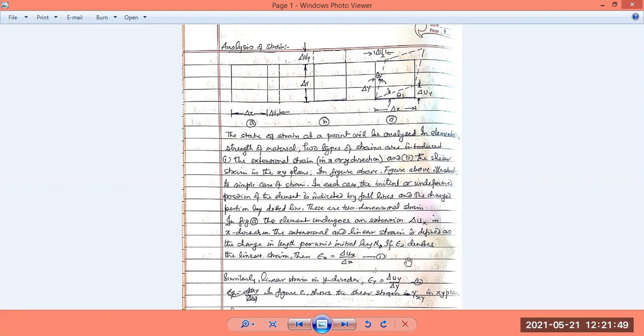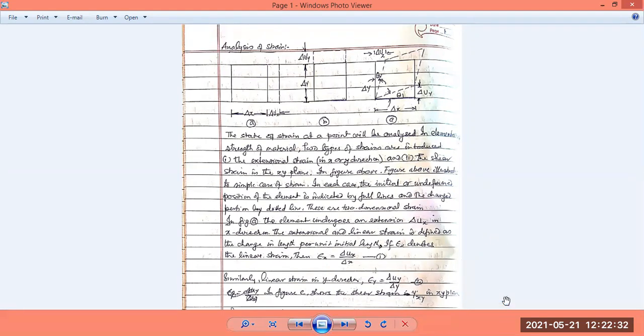now what happens? Strain, we know by definition, is the deformation per unit of the original length of the body. So here epsilon x denotes the linear or extensional strain, which we define as epsilon x is equal to delta Ux by delta x. In the same way, in the y direction it is given as epsilon y equal to delta Uy divided by delta y itself.